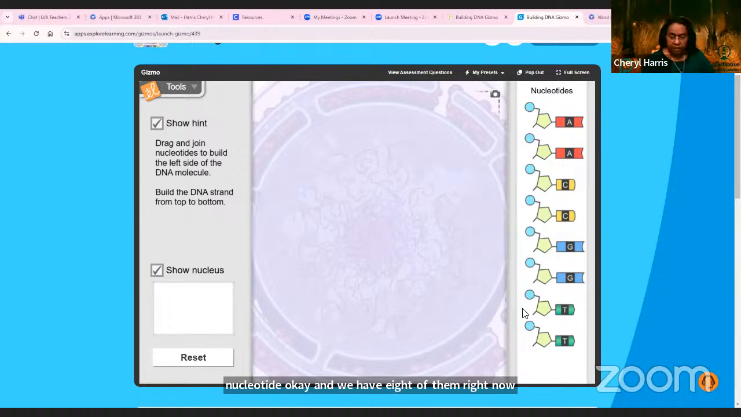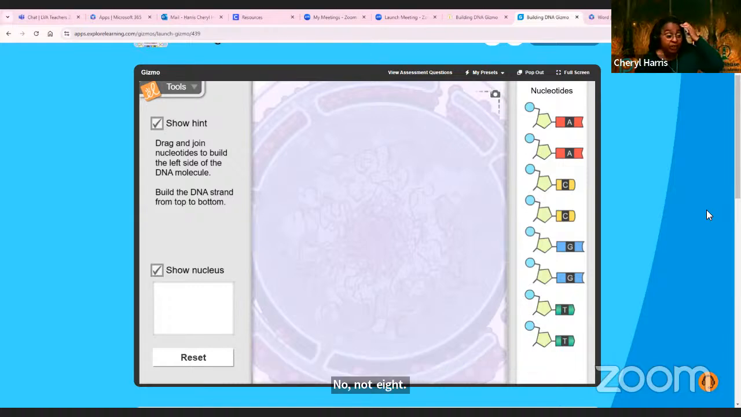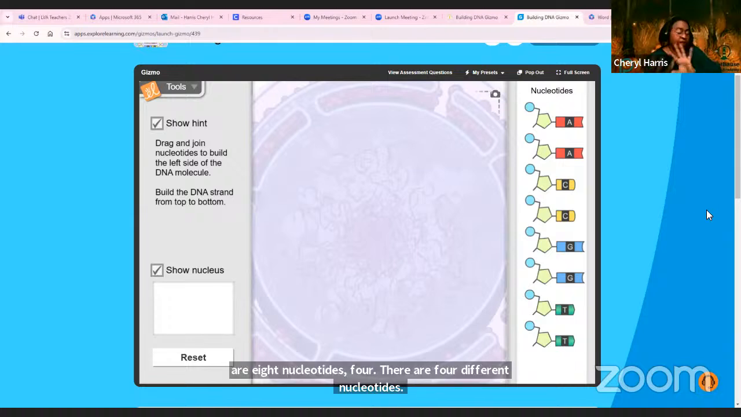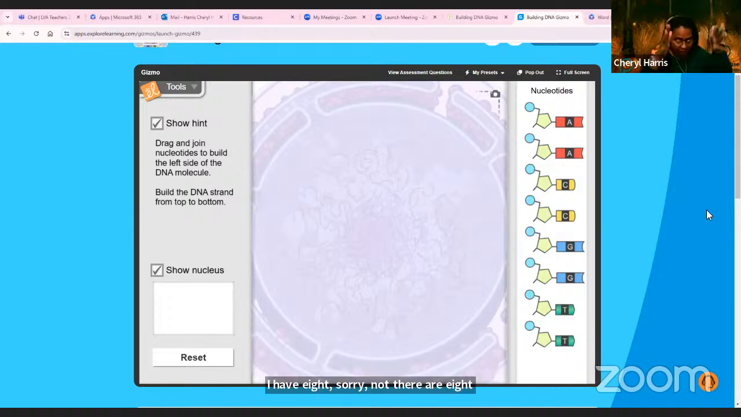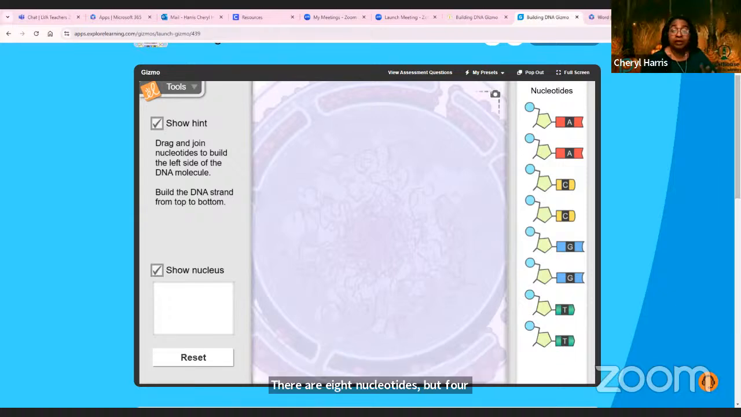That being said, how many different nitrogenous bases do you see? Even though I have 8 of them, how many bases do you actually see? No, not 8. Sorry, let me back up. There are 8 nucleotides, but 4 different bases. There's an A, a C, a G, and a T. Those are called nitrogenous bases. So everybody should have put 4 for that answer.